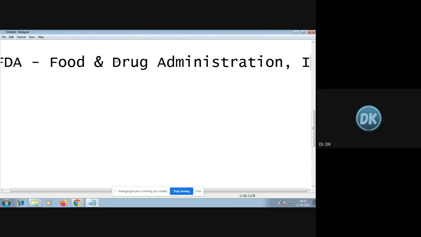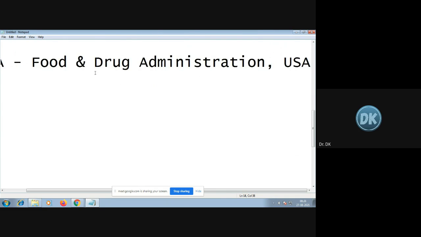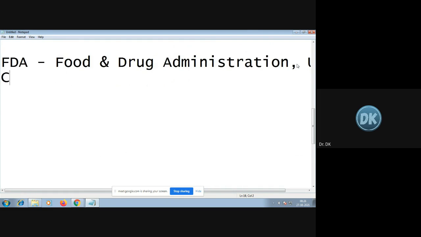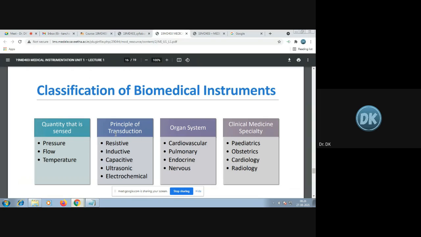So this is in US. This organization is mainly concerned with classification of medical devices. In India, you have CDSCO. This is the organization, the Central Drug Standard something, I forgot the abbreviation. So FDA and CDSCO are the organizations which are going to classify the medical instruments.